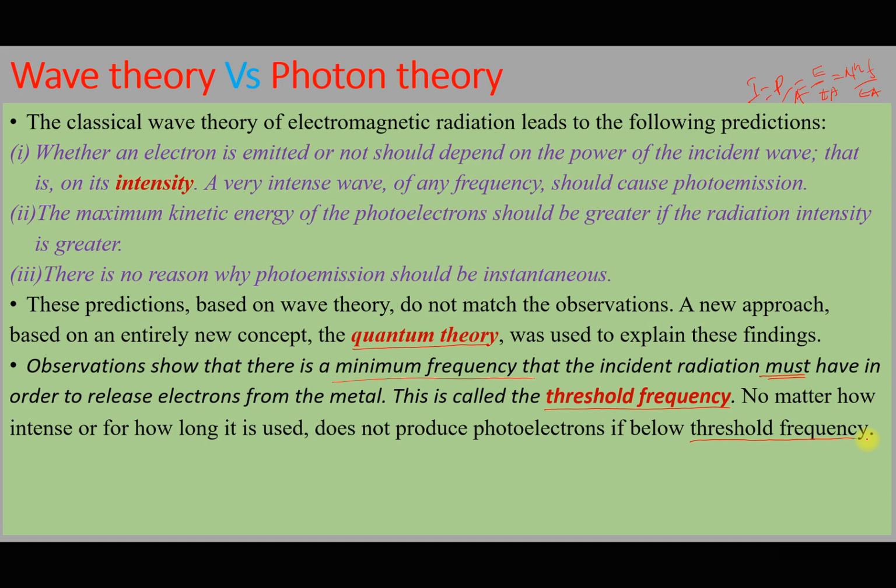There's a minimum frequency which the incident radiation must have in order to release electrons from the metal, and this is called the threshold frequency. No matter how intense or for how long the radiation is used, it does not produce photoelectrons if below the threshold frequency.